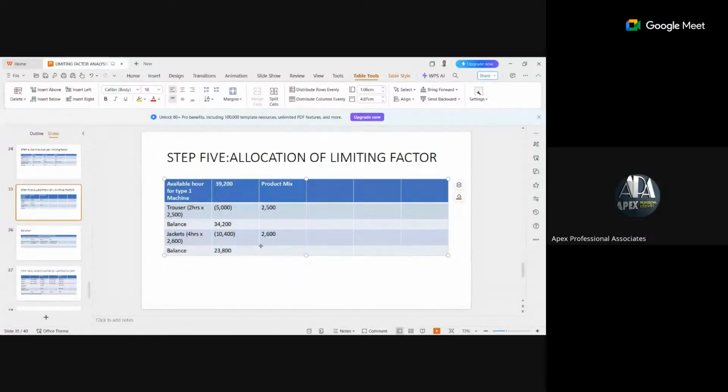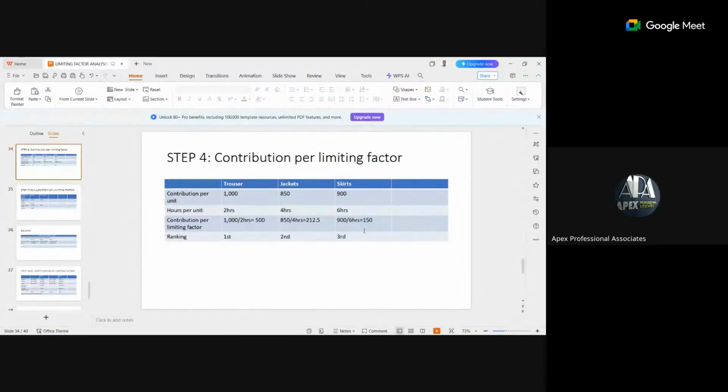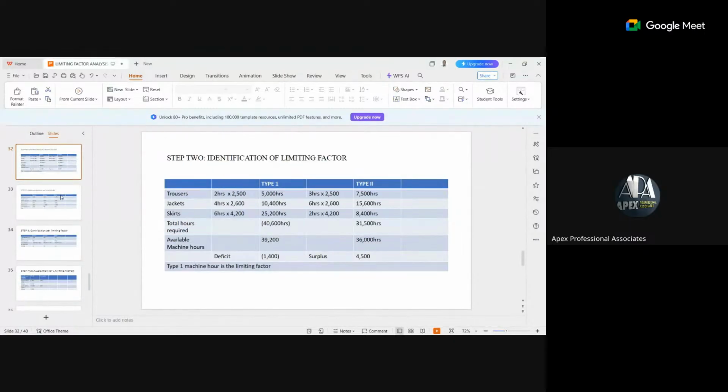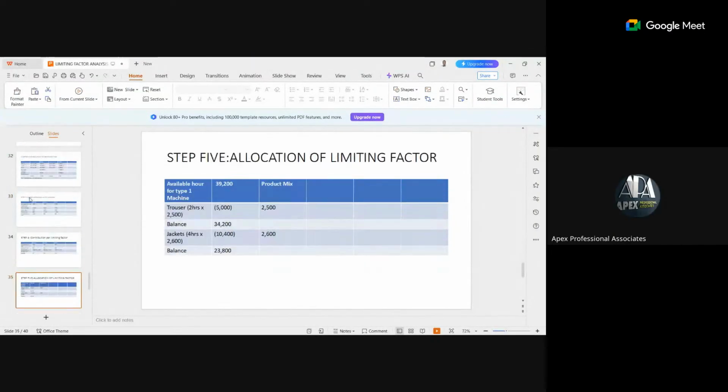At this point, what will happen? The next product we have to produce is skirts, right? Yes. Based on our earlier computation, our first stage, how many units of skirts do we need to produce? 4,200 units. Good.